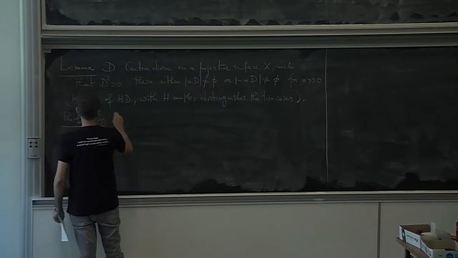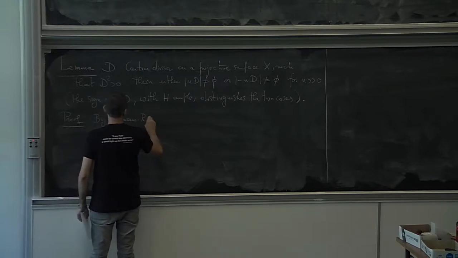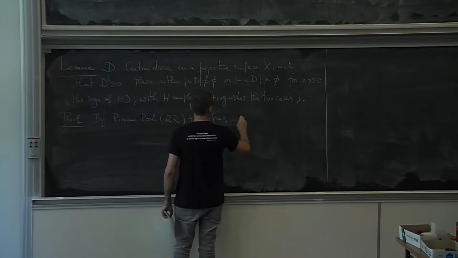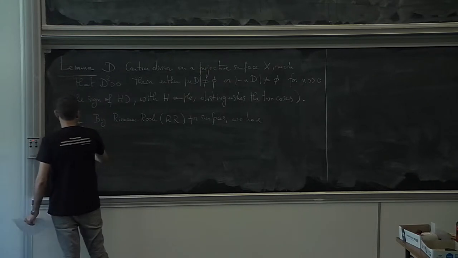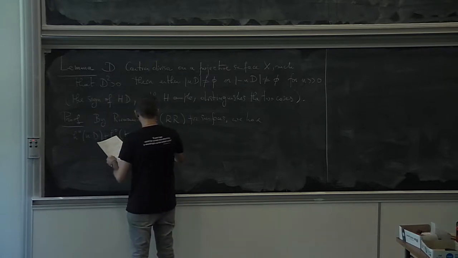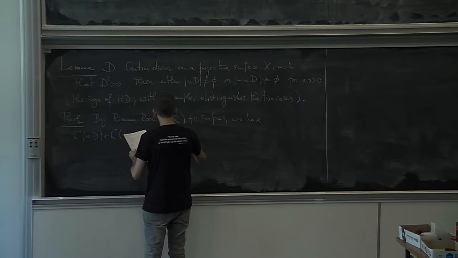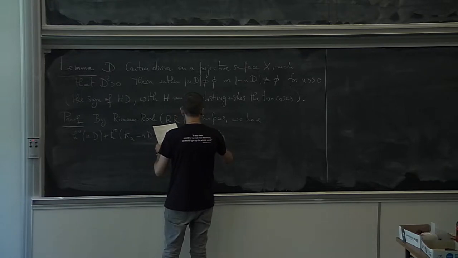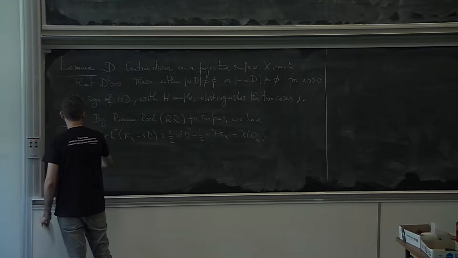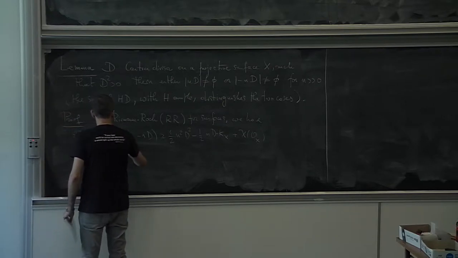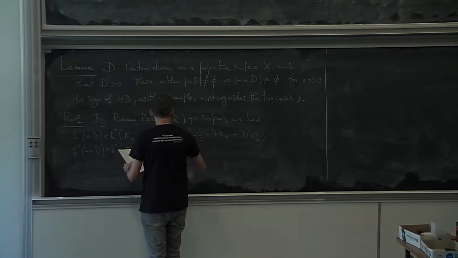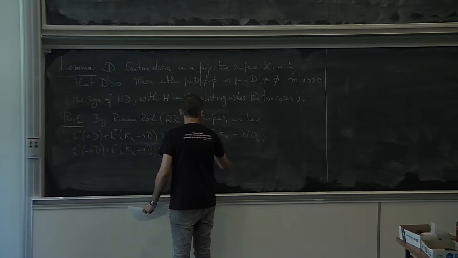By the Riemann-Roch theorem for surfaces, we have that h0(nD) plus h0(KX minus nD) is at least 1/2 n squared D squared minus 1/2 nD times KX plus chi(OX). In the same way, h0(minus nD) plus h0(KX plus nD) is at least 1/2 n squared D squared plus 1/2 nD times KX plus chi.